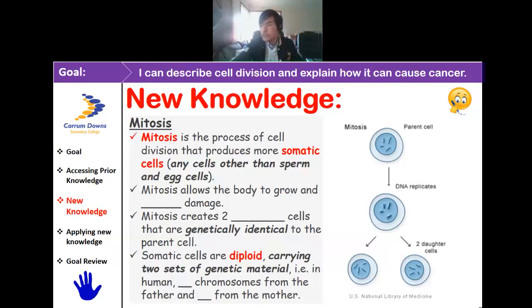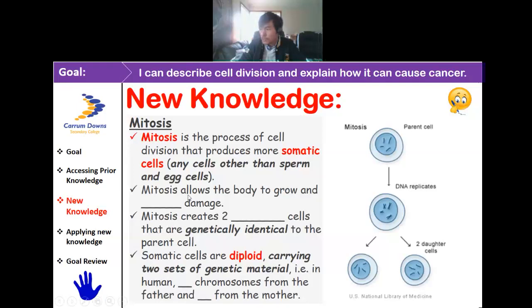Now we need to fill in a few of these blank spaces here. Mitosis allows the body to grow and do something. Then the next one, mitosis creates two something cells that are genetically identical to the parent cell. Somatic cells are diploid, and diploid means that it carries two sets of genetic material.